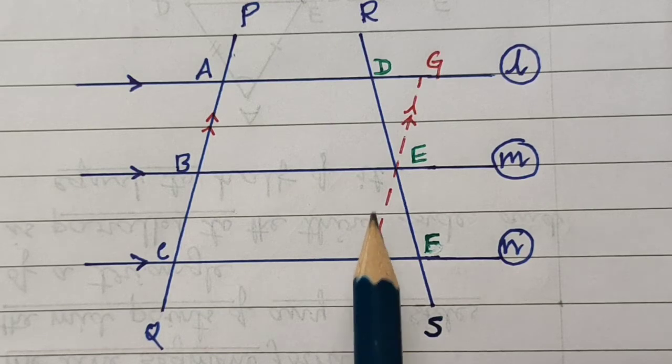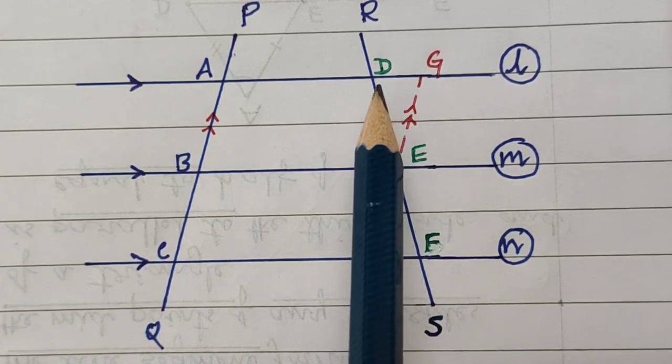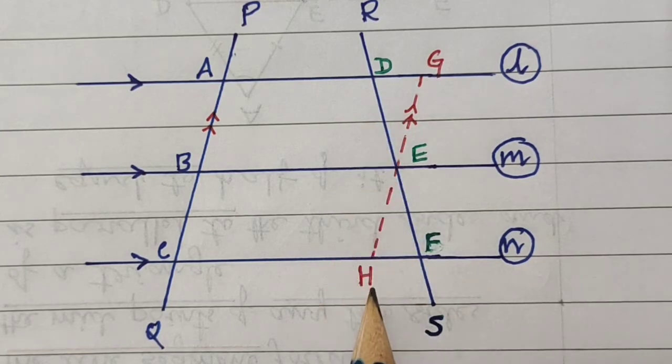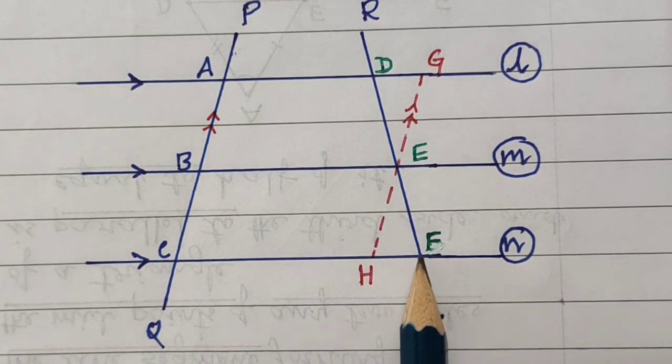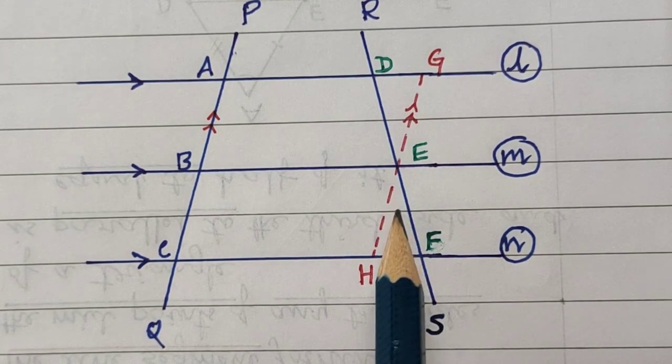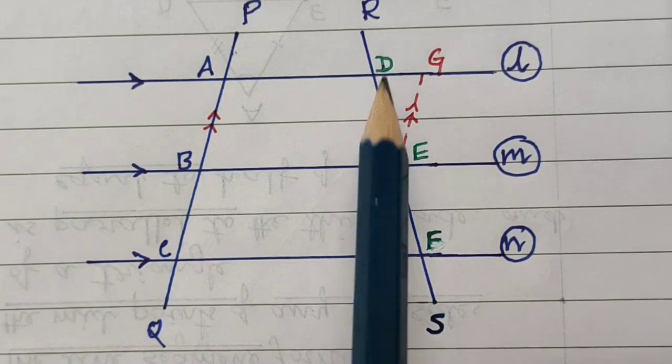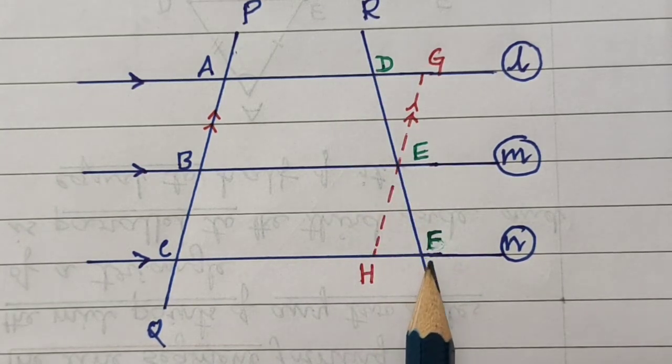The third thing is we need to prove the triangle GED is congruent to the triangle HEF. Once we prove this triangle is congruent to this triangle, then DE will become equal to EF by CPCT. Hence, we have proved the intercept theorem. Let us see how we can do that.